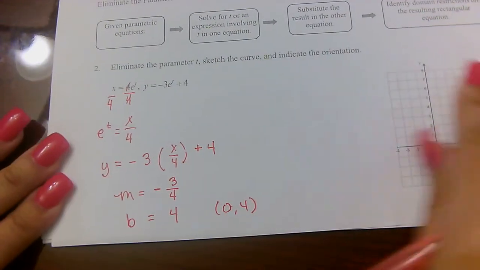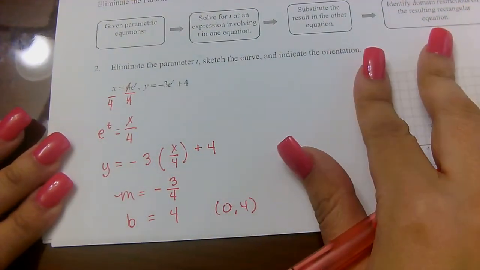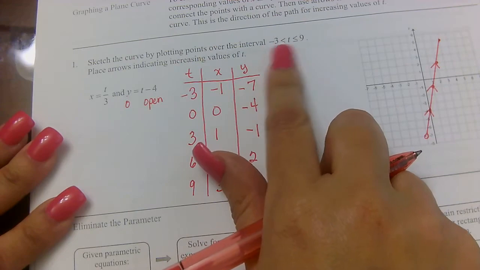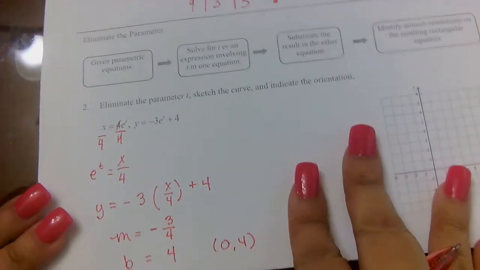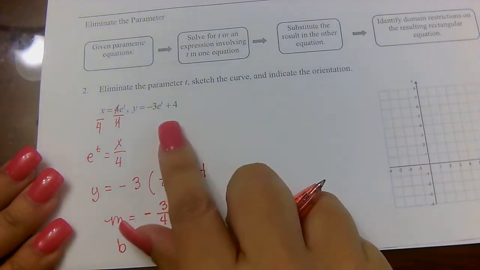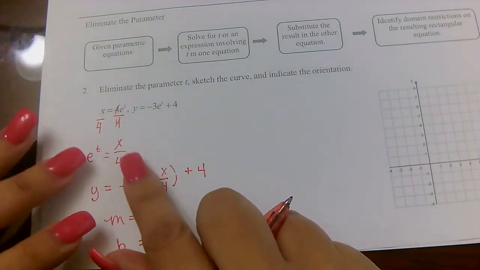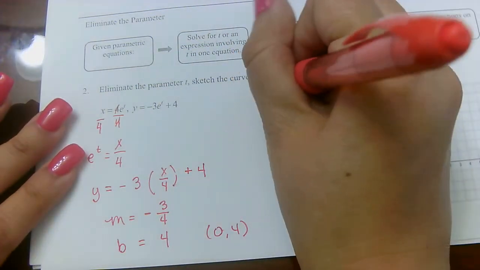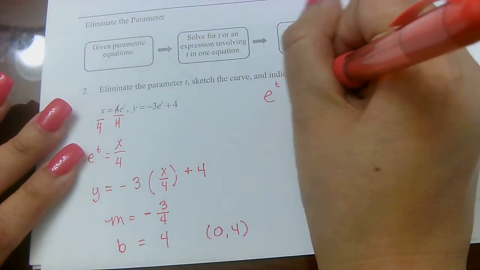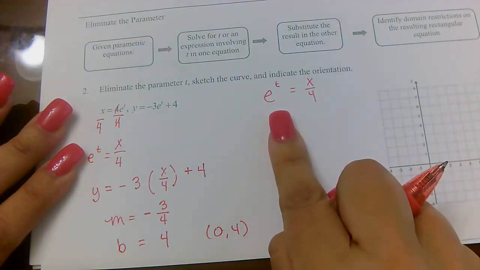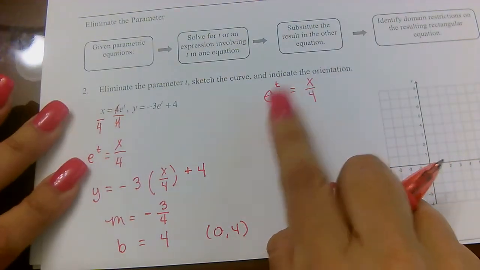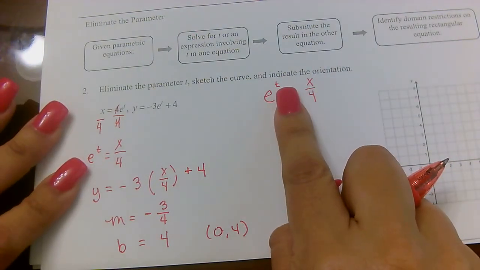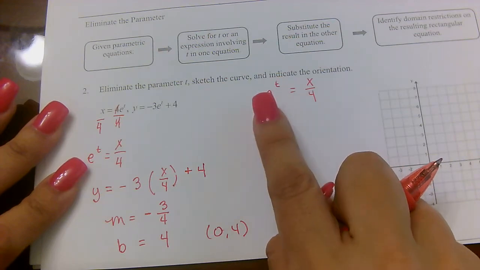The other thing you need to be aware of is that you're not given any restrictions. Over here, we're given the restriction between -3 and 9, but over here, you're not given any. So what we need to do is consider what our restrictions are. I'm going to go back to this equation here. Remember, when we're given our restrictions, what we're trying to do is solve for t to see what t can be.